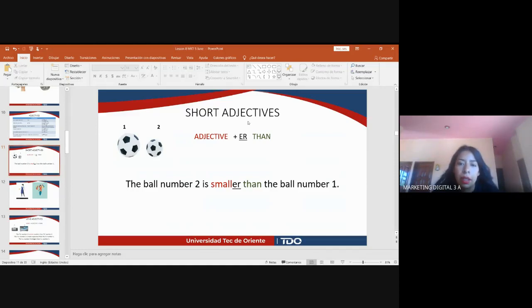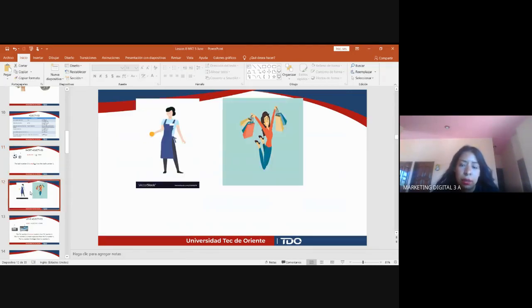And we have here the example. The ball number 2 is smaller than the ball number 1. O sea, es más pequeña que. And we have ER because we have one short adjective. It's smaller. Okay, let's continue.